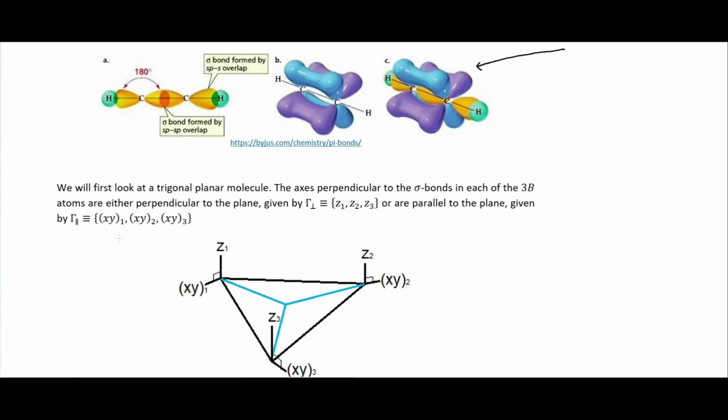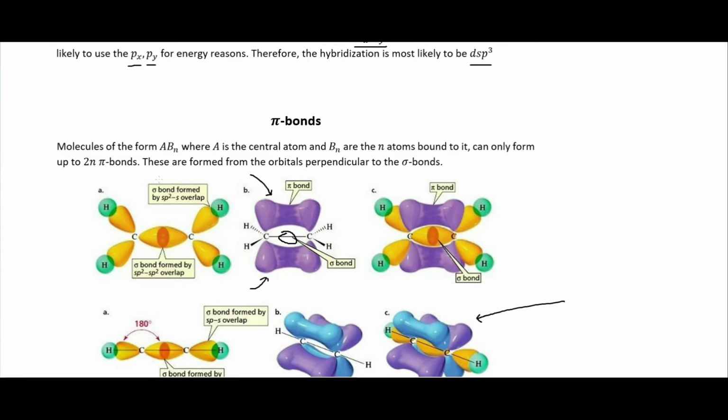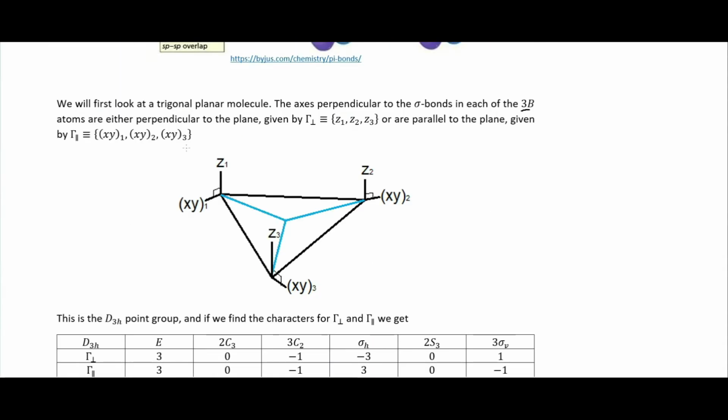If we first look at the trigonal planar molecule, the axes perpendicular to the sigma bonds in each of the 3 B atoms. We're looking at AB sub n sort of molecules here, where we have this central A atom, and then these B atoms bound to that central atom. And so here we would have an atom right there bound to three atoms on these planes right there, in the plane here, forming this trigonal planar molecule.